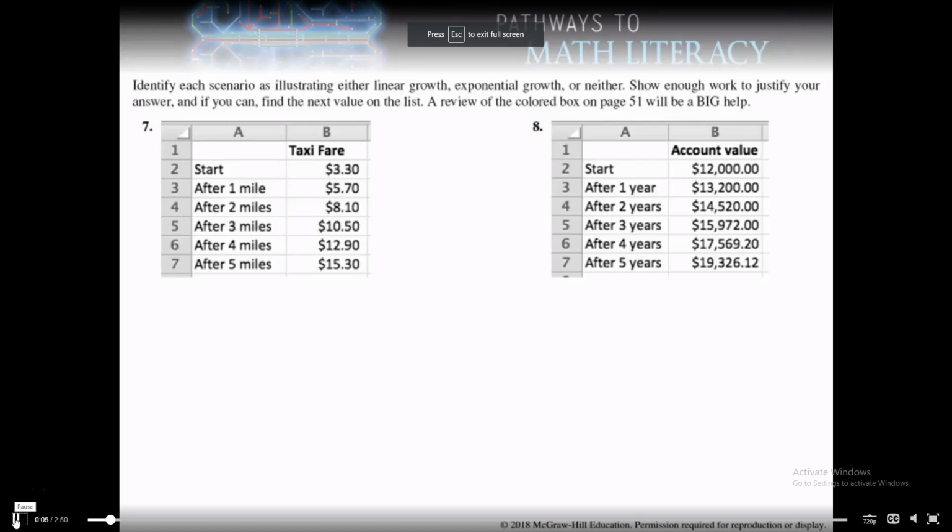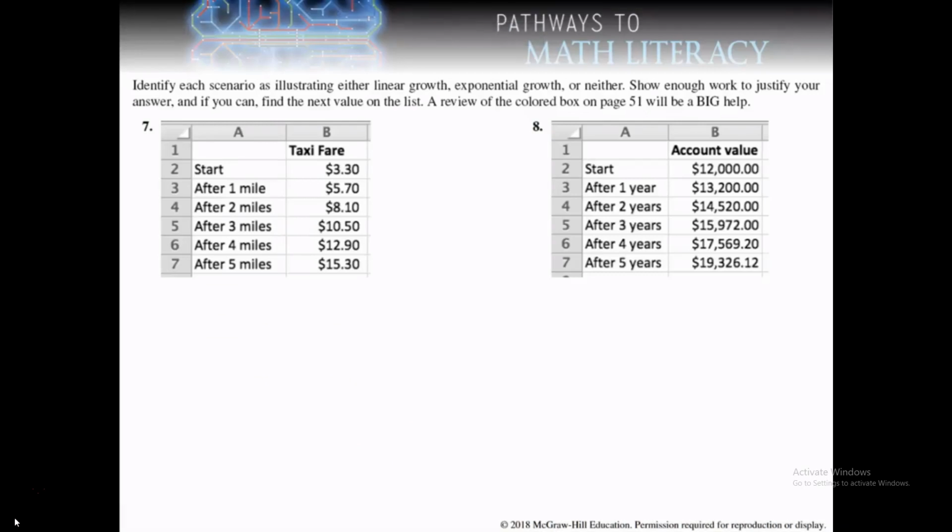In these questions, we have a scenario and we need to determine whether it's linear growth, exponential growth, or neither, and then if we can, find the next value. So in seven, we've got some taxi fares as miles increase, and the first thing I'm going to check is, is it linear growth? With linear growth, it would be increasing by the same dollar amount for each mile. So first, I can look at the starting amount and after 1 mile, and I can subtract that to figure out what that increase is. And that comes out to a $2.40 increase.